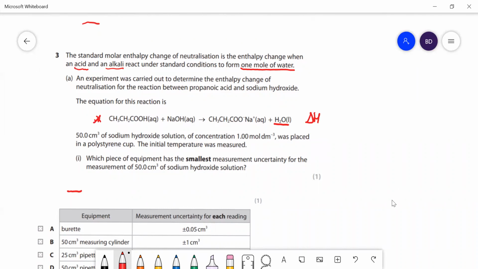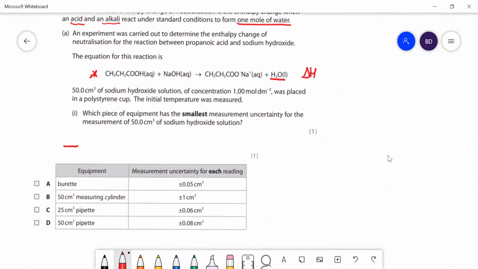Okay, so it says, first of all, 50 centimeters cubed of sodium hydroxide was placed in the polystyrene cup. The initial temperature was measured. Now, which piece of equipment has the smallest measurement uncertainty for the measurement of the 50 centimeters of sodium hydroxide? Well, we can forget about B first of all, the measuring cylinder, because it's got a really big uncertainty there of 1 centimeter cubed.